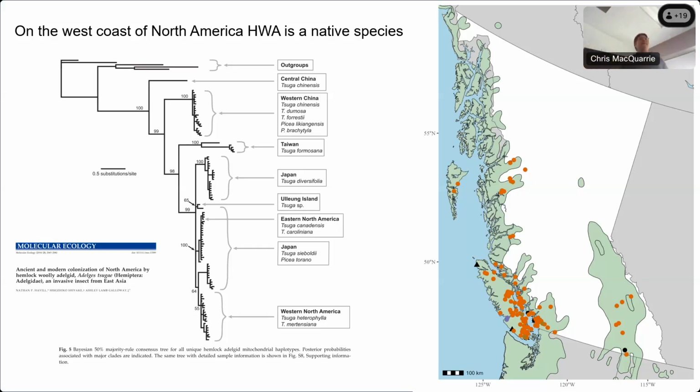And because of that, in Western North America, hemlock woolly adelgid is not a pest. It has co-evolved with its host tree, which can defend itself, and it has a full suite of natural enemies that keep it in check. That doesn't exist in Eastern North America. So in the East, it's an invasive species. In the West, it's not.